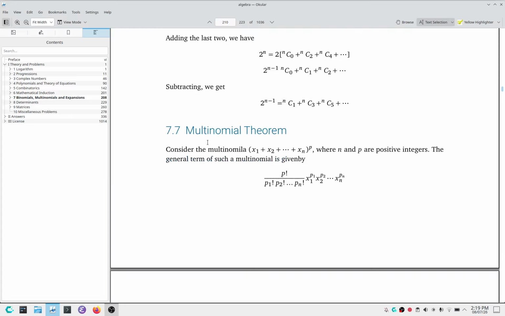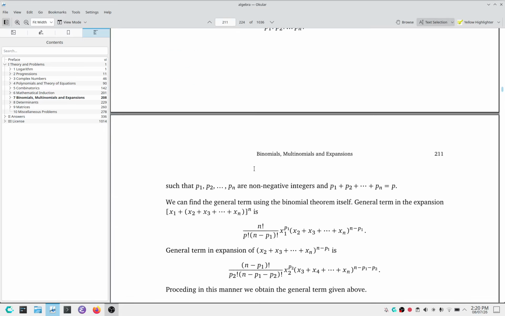Now we look at the multinomial theorem. Consider the multinomial (x1 + x2 + ... + xn) raised to the power p, where n and p are positive integers. The general term of such a multinomial is given by p factorial upon p1 factorial times p2 factorial up to pn factorial, times x1 raised to the power p1, x2 raised to the power p2, and xn raised to the power pn.